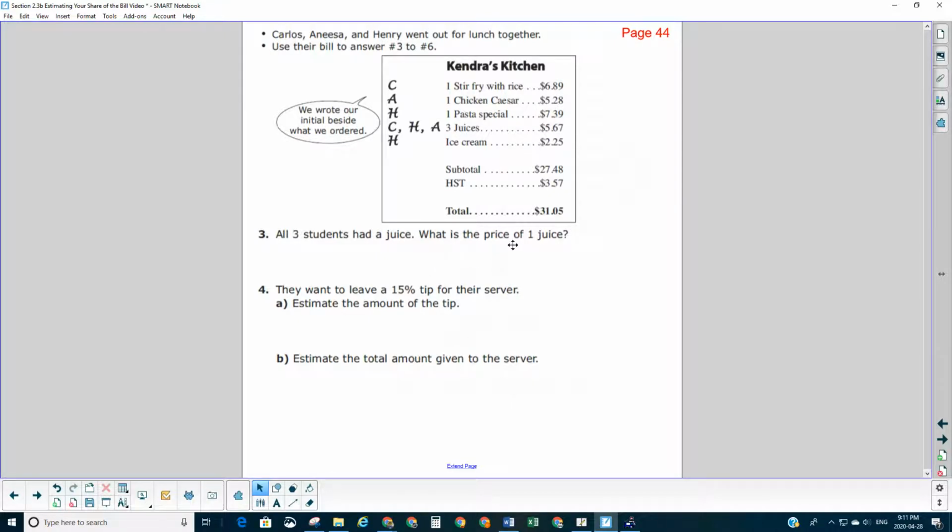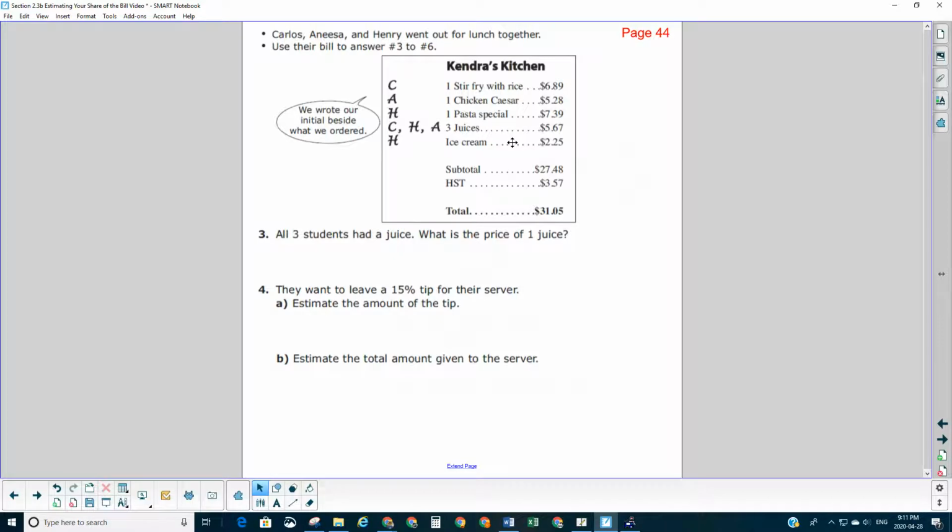Notice that all these dinners are broken up, so they know who had what. Carlos had the stir fry and a juice. Nisa had the chicken Caesar and a juice. And Henry had the pasta special, the juice, and ice cream.